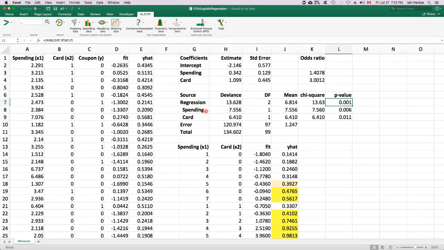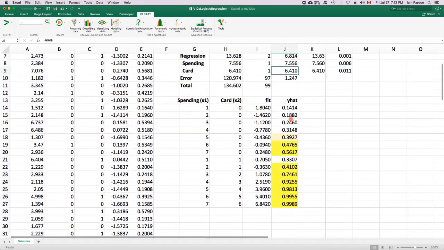And then individual tests for each of the variables, we do those in the same table, and they have their own chi-squared statistics and their own p-values. And again, we're looking for values less than a significance level of usually 0.05 here, and in this case they're both significant, so both variables are having an impact on whether someone uses their coupon.